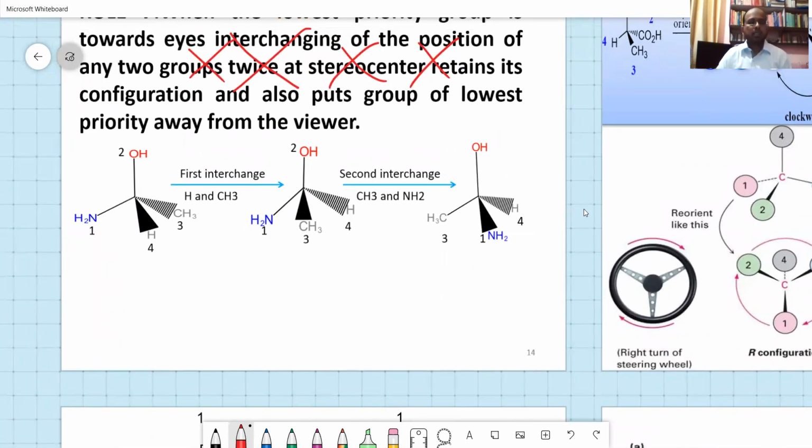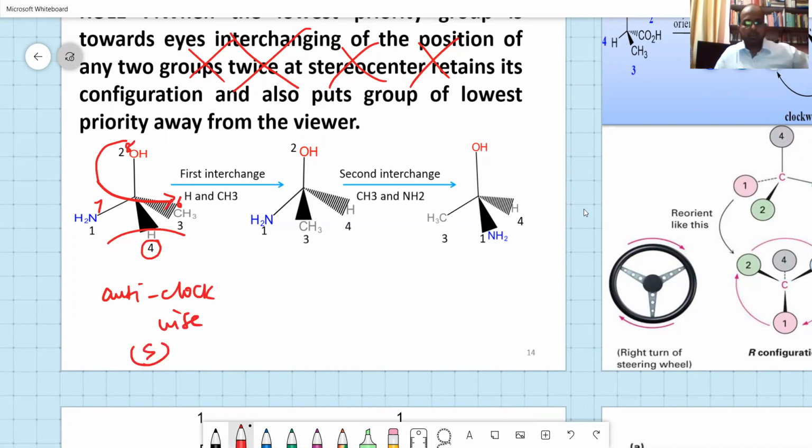Okay. Already there is this fourth atom at the lowest priority, so you can just discard it. First priority is oxygen 8, nitrogen 7, carbon 6. 8, 7, 6, anti-clockwise. Therefore it is S. Okay.